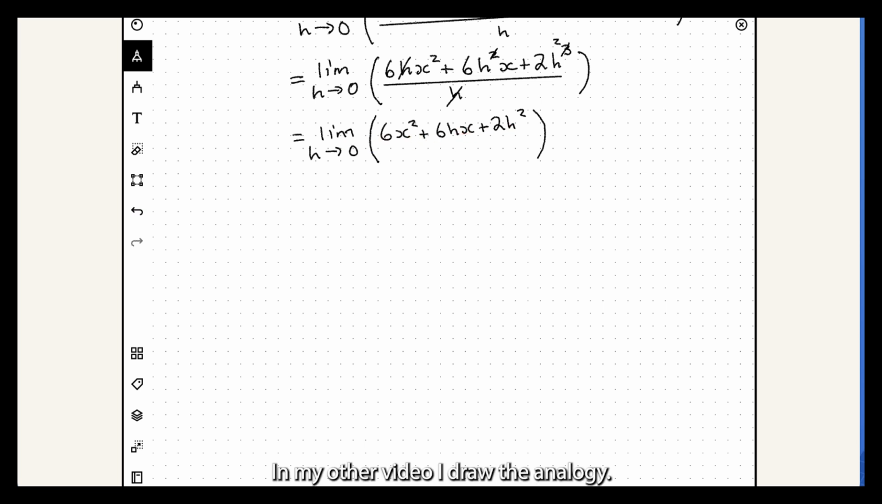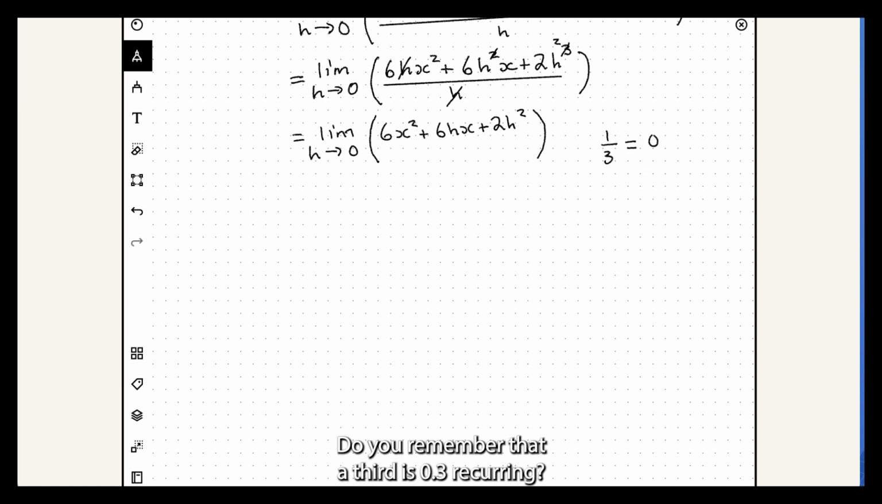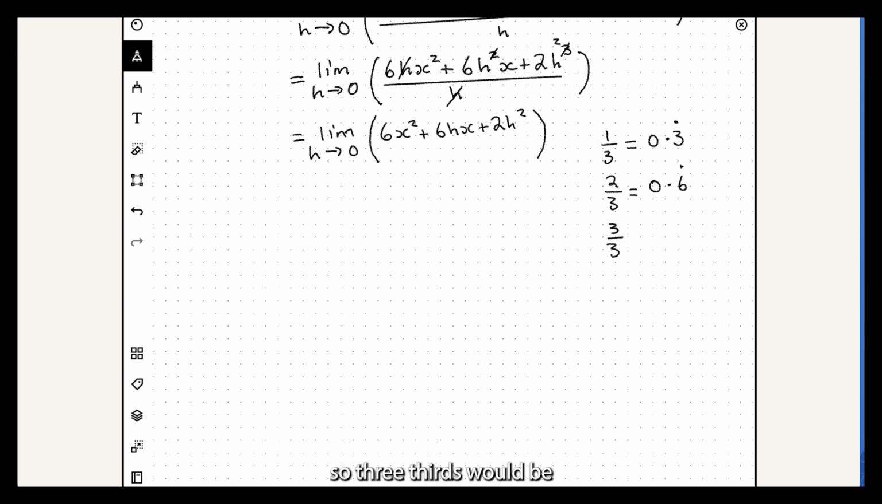In my other video, I draw the analogy, if you remember, that a third is 0.3 recurring, 2/3 is 0.6 recurring, so 3/3 would be these added together, 0.9 recurring, but 3/3 is equal to 1, as we know. So 0.9 recurring is equal to 1, or is it? So it's that kind of thinking that relates us to this idea here.